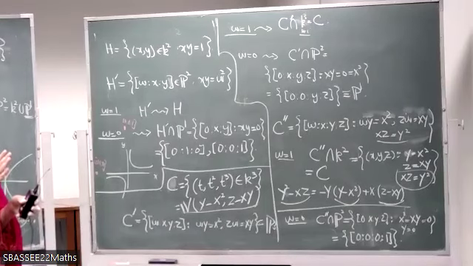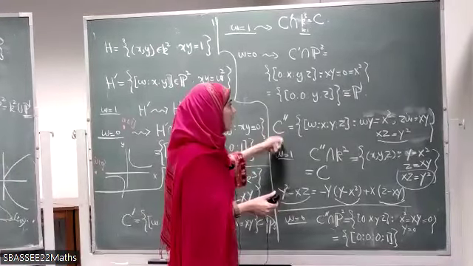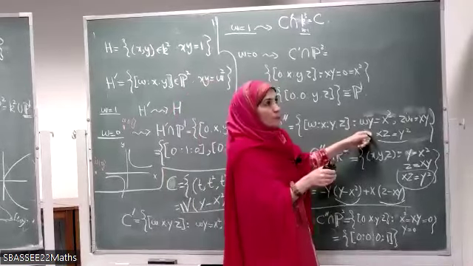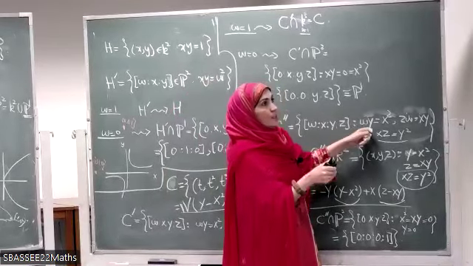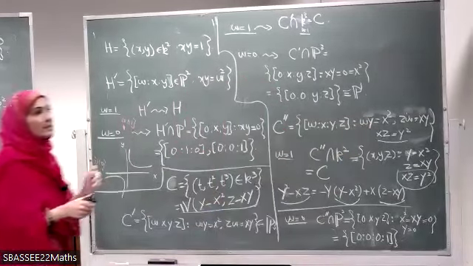So that's why I have said that here, in C double bar, we will add all homogenized polynomials which are coming from your ideal. That is the reason.